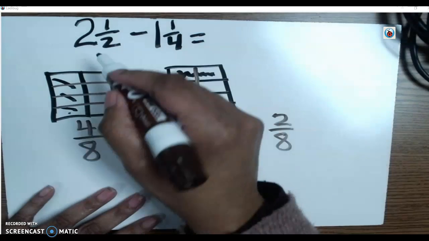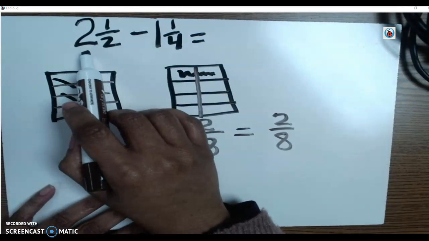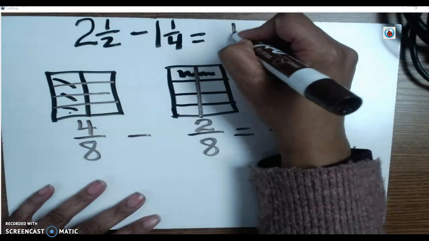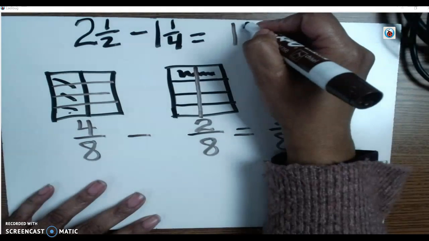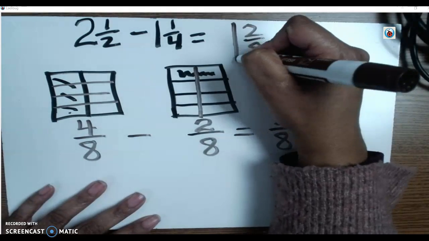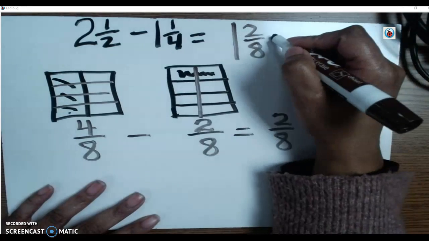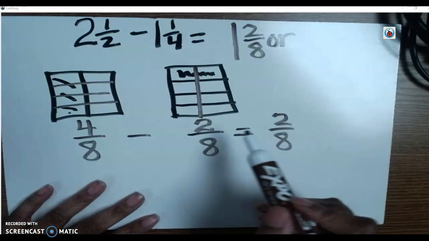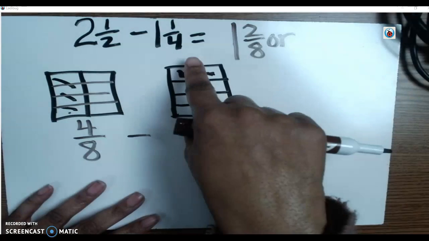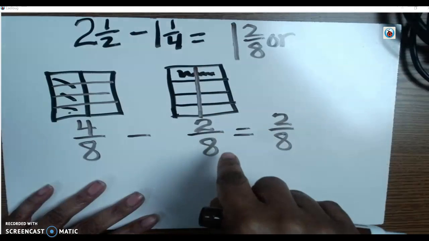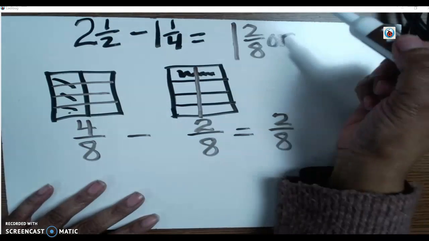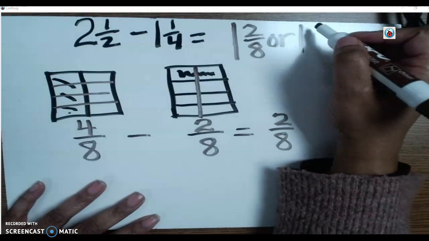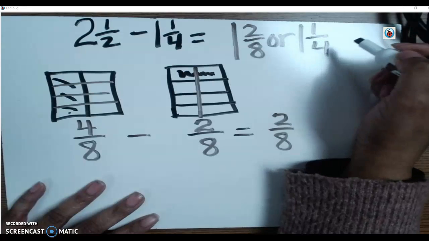Okay, now I'm going to come back up here because I still need to subtract the whole numbers. So 2 minus 1 is 1, and my fractions were 2/8. But I also know by looking at my fraction, we have 2/8, so this is 2/8. If I erase the line down the middle, I can see that I have 1/4. So my model shows an equivalent fraction of 1 and 1/4.